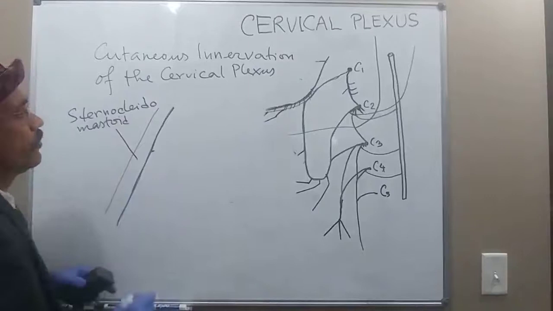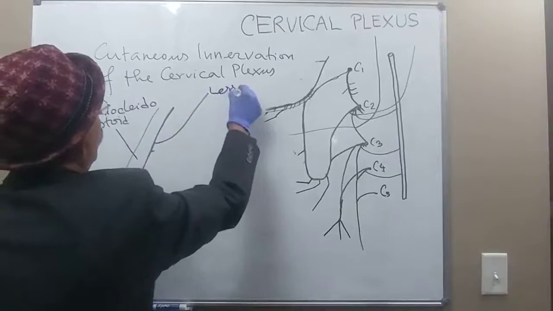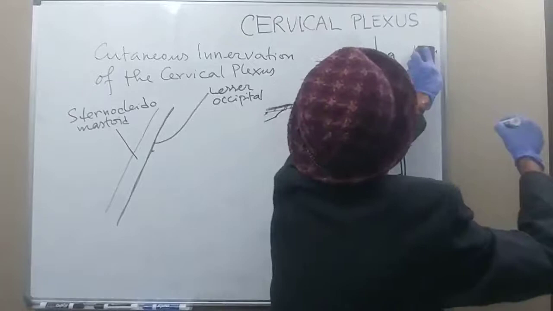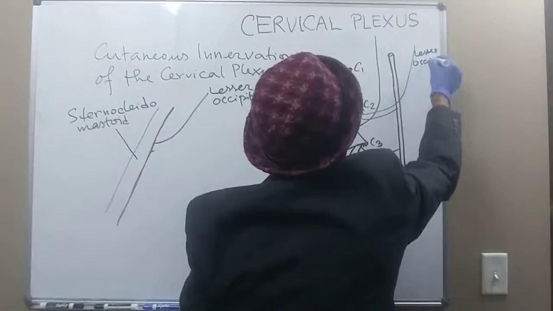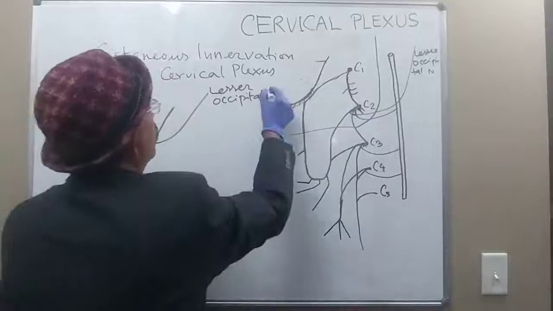Okay, we'll get the cutaneous branch like the lesser occipital nerve. This is the lesser occipital nerve. Okay, we got that. Its root value is C2.